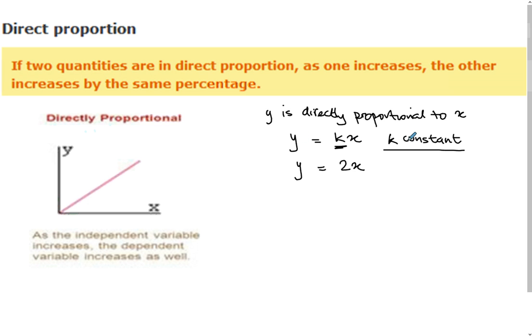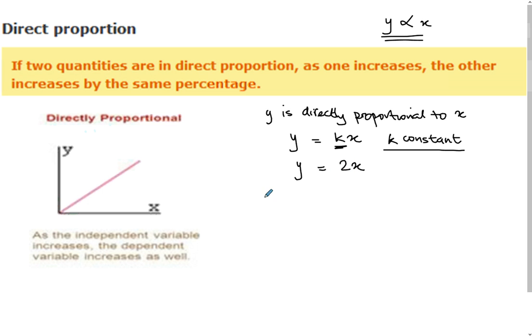K is a constant. I think we've had enough of C's with straight line graphs and quadratic equations, so we'll call it k this time. You can write it as y is directly proportional to x, but I don't really like that. I just prefer writing it like this. It just makes it simpler. So let's make that constant 2. That's not going to change.